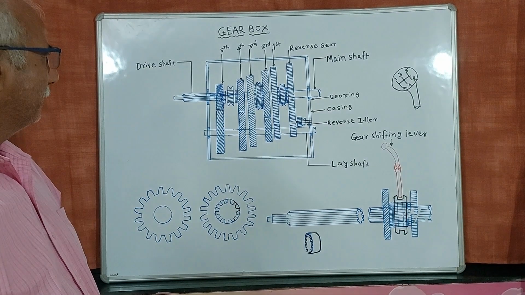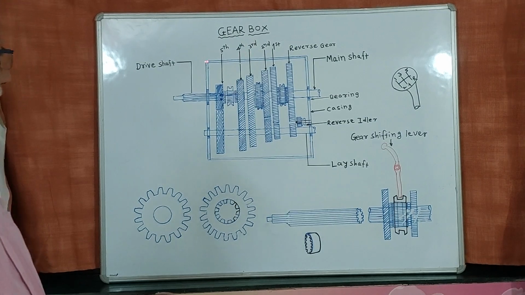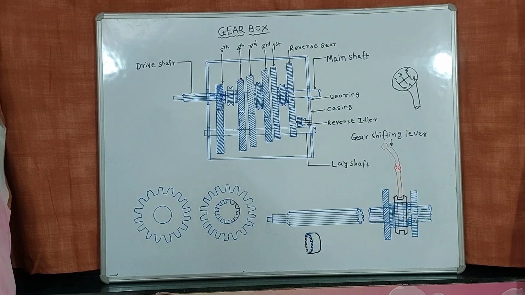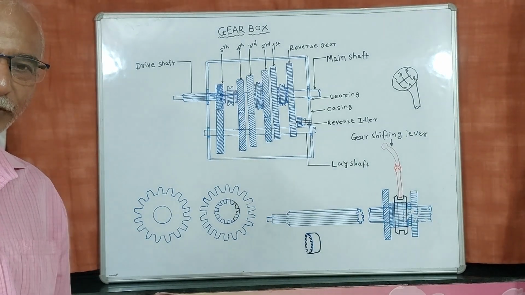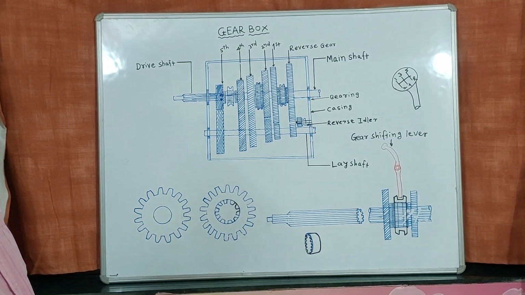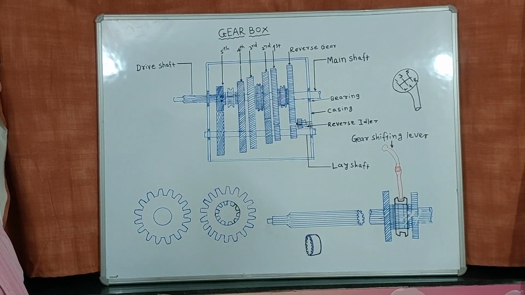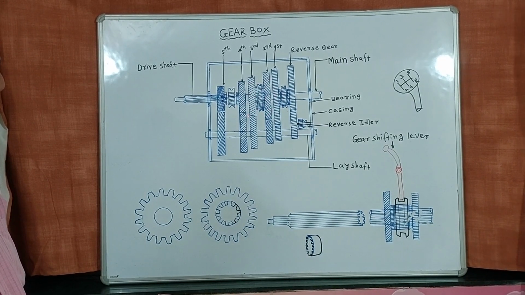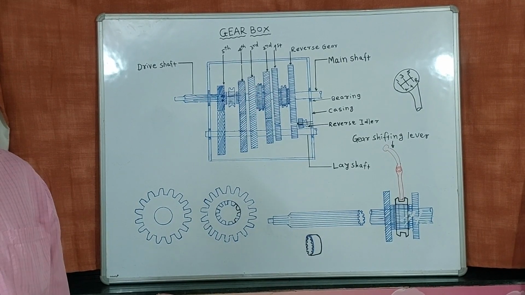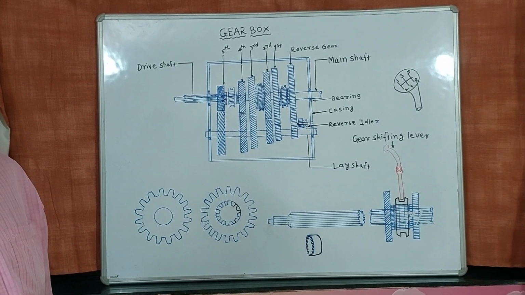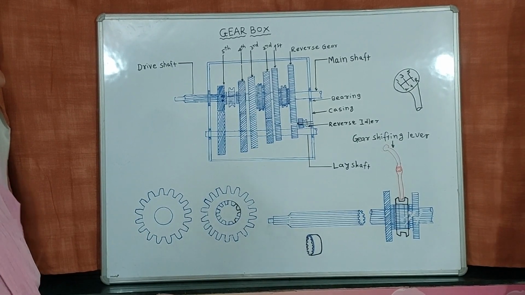Just you see here, this is the outer board, the outer line is shown here. This is the gearbox casing. Okay, inside the casing, maximum gears are designed. So how it is constructed, why it is constructed there, that we have to see.